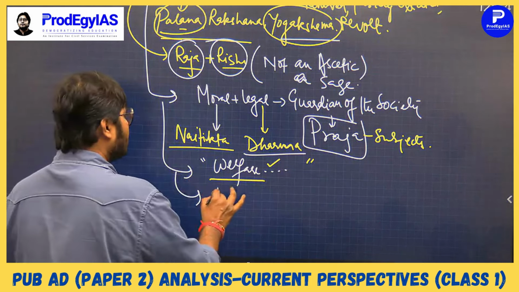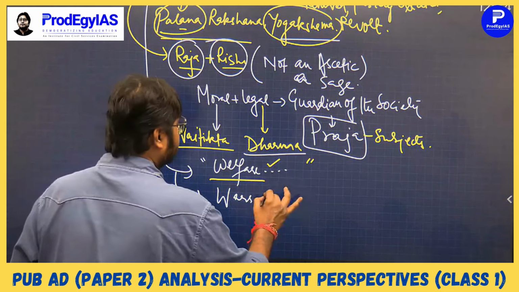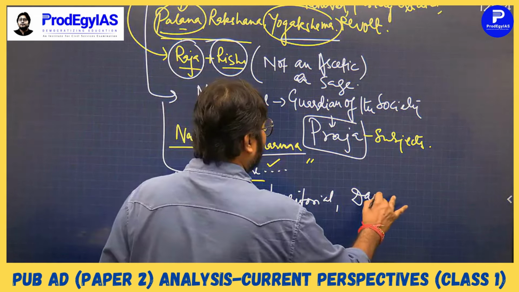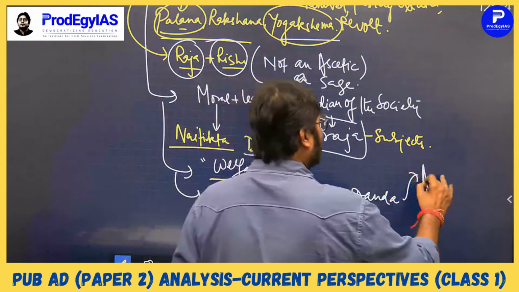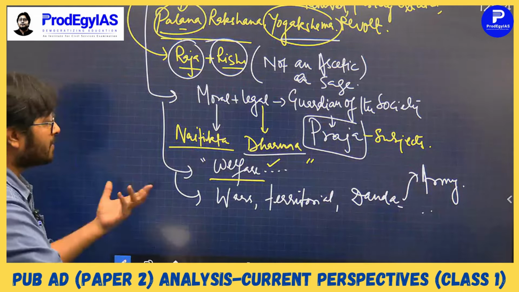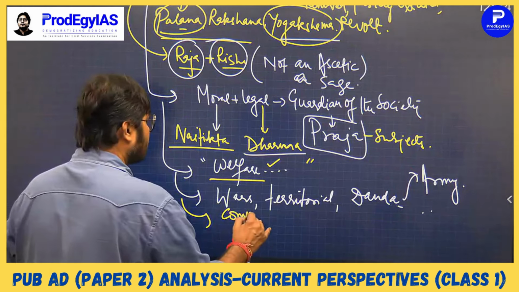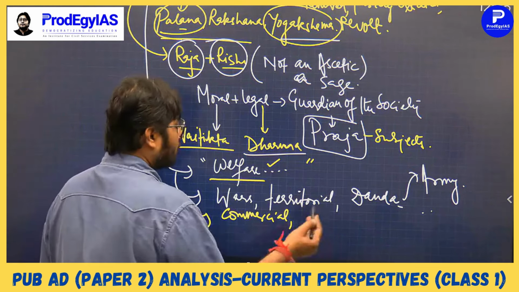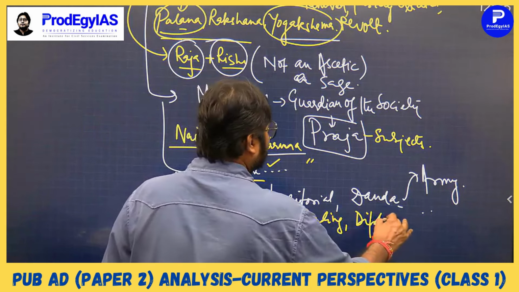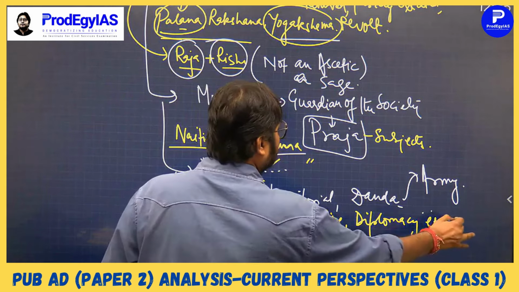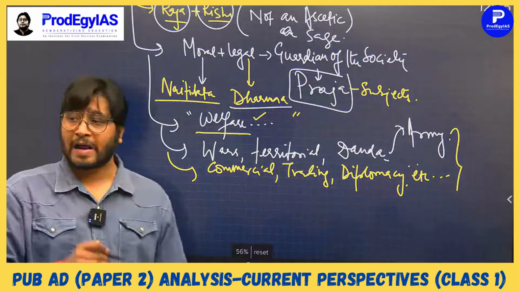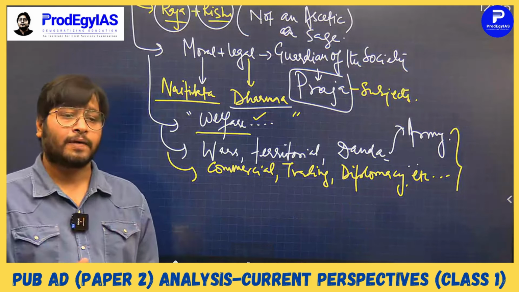The other objective of the state is to have wars, right? Territorial acquisition, to maintain dand, right? That is army, and likewise. So state के पास बहुत सारे फंक्शन हैं, कमर्शियल फंक्शंस हैं, training, diplomacy, etc. So when we say primarily a welfare state, fine, but only a welfare state?